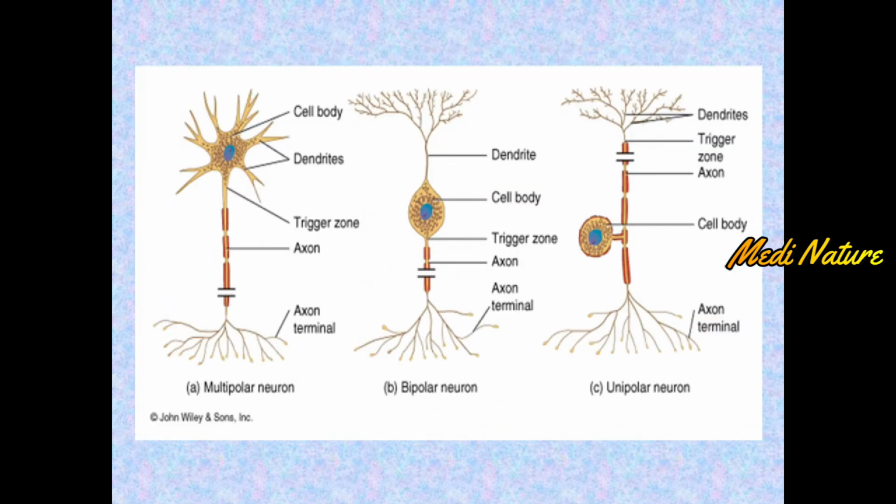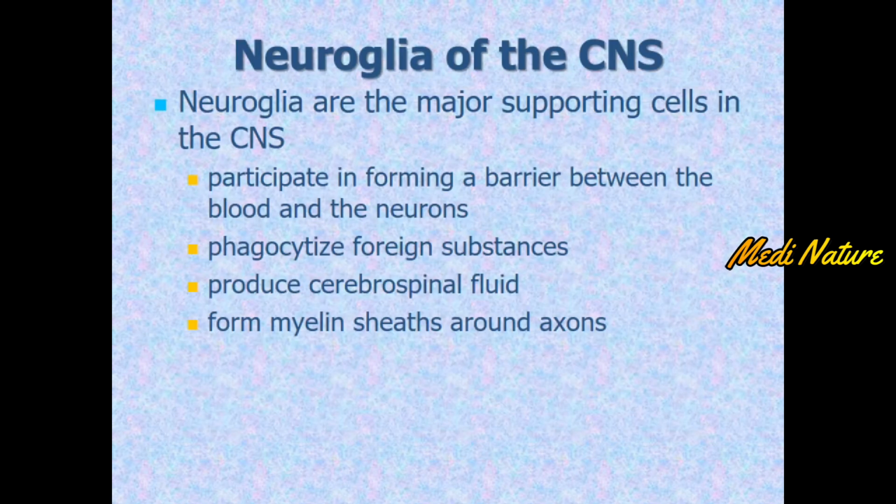This image gives you an idea of the differences between the structure of different neurons. So now we are going to talk about the non-excitable cells of the nervous system. They are called neuroglia. First, we are going to talk about the supportive cells of the central nervous system.